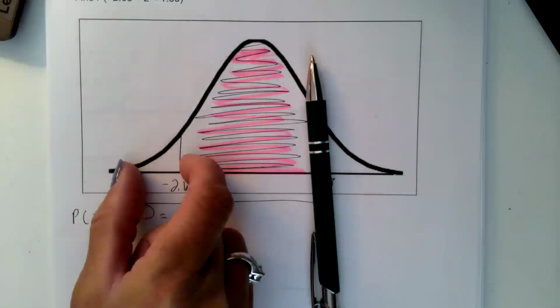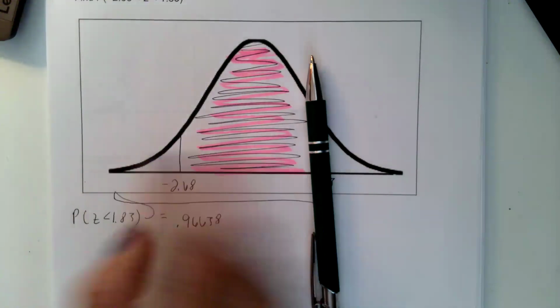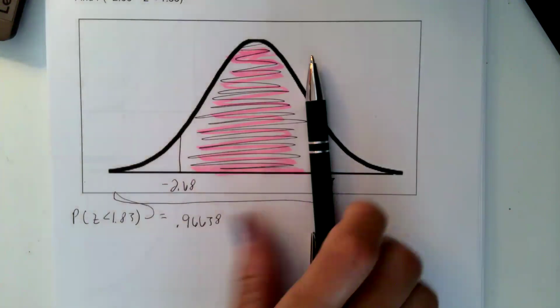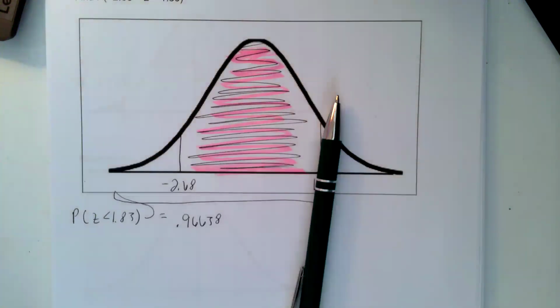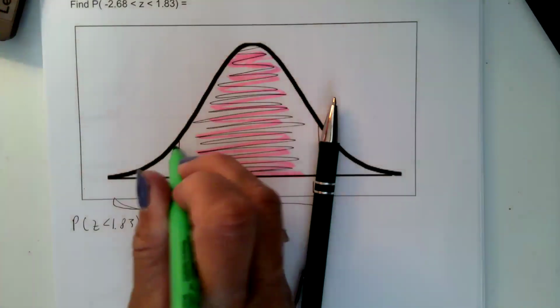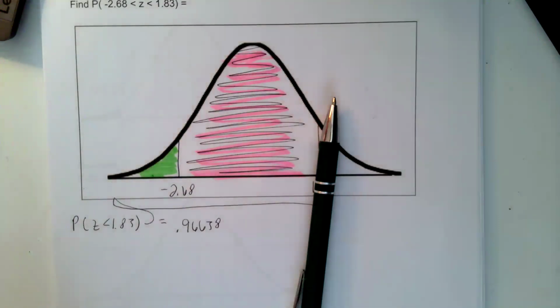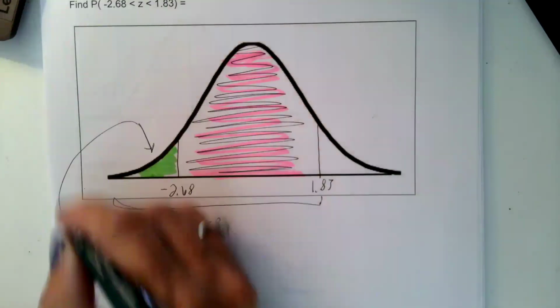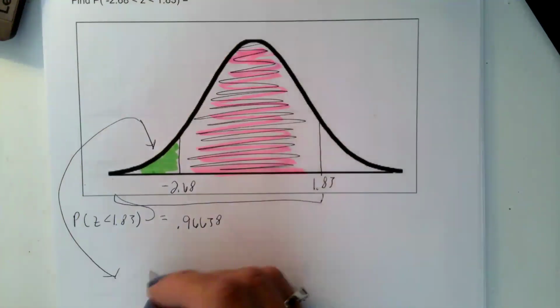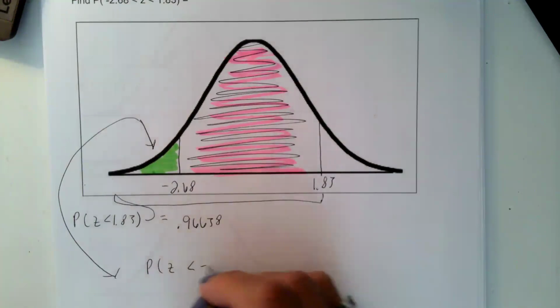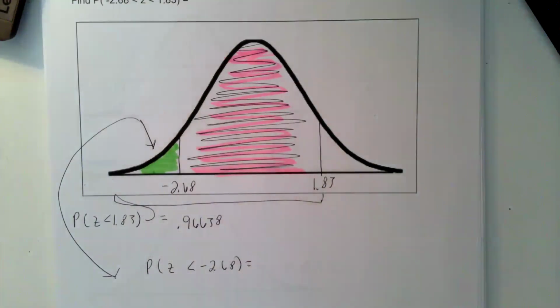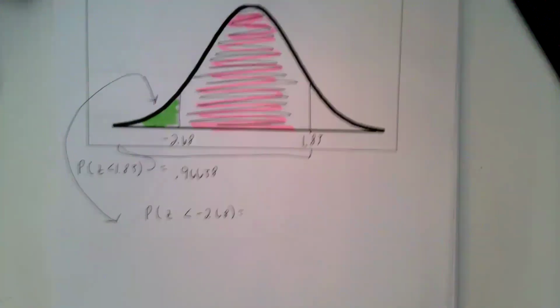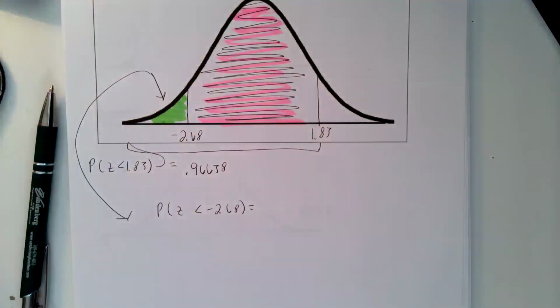The other piece that we don't want is this little piece right here. We want to get rid of that because we only want the pink section. So we need to find out how much this section is to the left of a negative 2.68. We want to get rid of that. And so that is going to be found by taking the probability of Z less than a negative 2.68 in ALEKS. So let's go check it out.